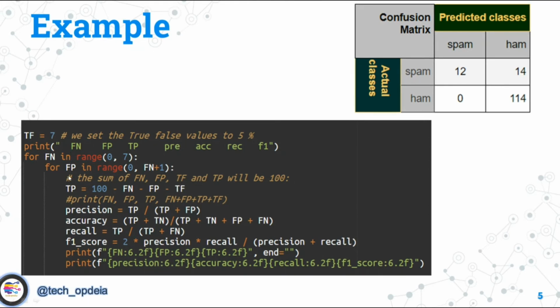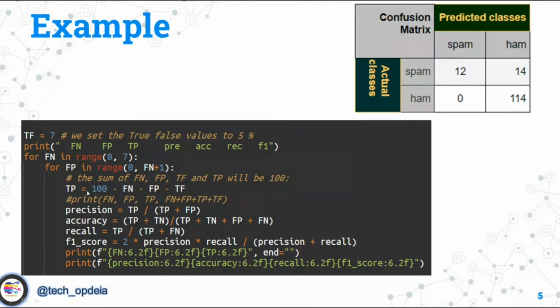This is the loop for printing precision, accuracy, recall and F1 score. Here are the formulas. Precision equals true positives divided by TP plus FP. Accuracy equals TP plus TN divided by TP plus TN plus FP plus FN. Recall is true positives divided by true positives plus false negatives. And F1 score is 2 into precision into recall divided by precision plus recall. So we will see what is the output.